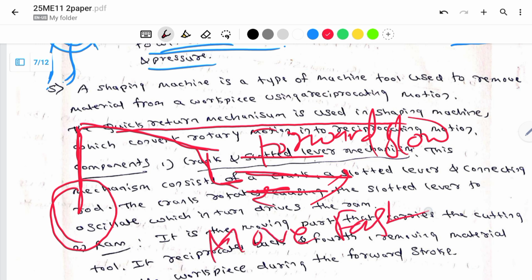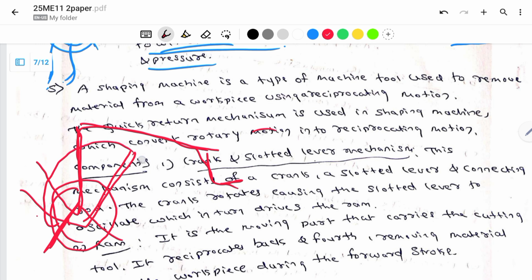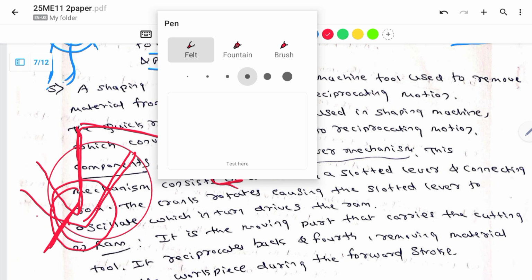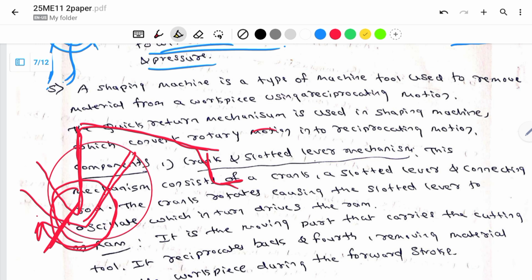Move fast. Okay. So this type of motion is called a quick return. It comes back immediately. Why does it come immediately? Because the traveling angle is more. Whenever the tool is moving forward, the angle it travels is more, and whenever the tool is moving back, the angle it travels is less. So that's why it is called a quick return motion mechanism.